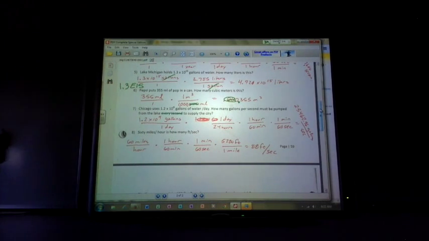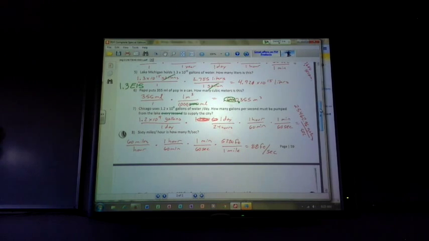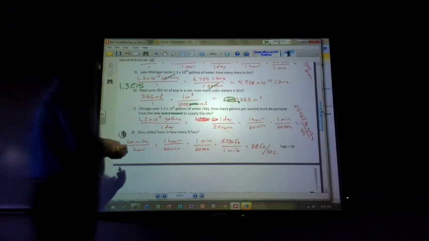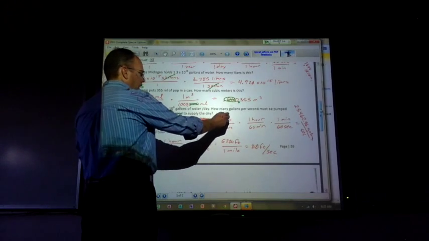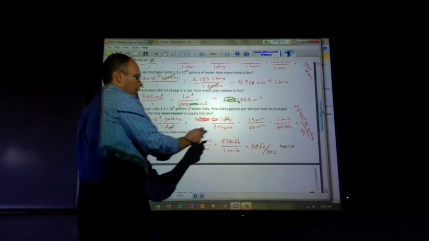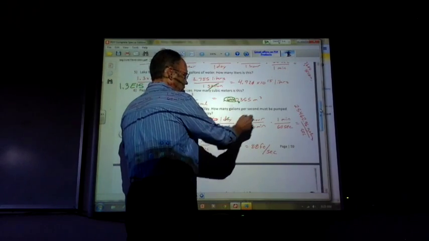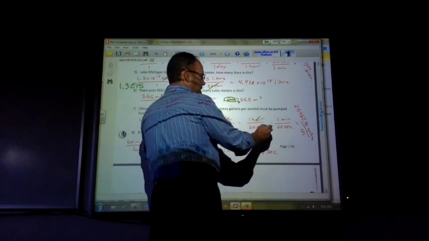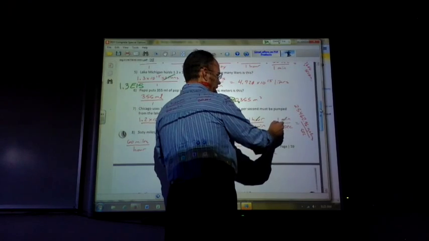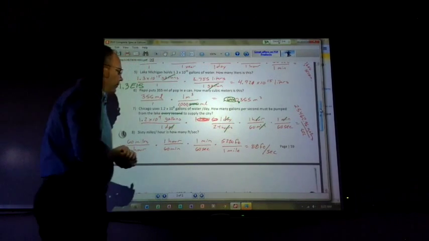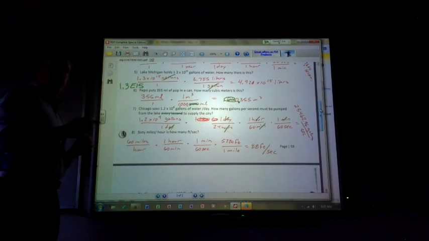So I'm going to go 1.2 times 10 to the 9 gallons over 1 day. 1 day is 24 hours, so that's good. I know that 1 hour is 60 minutes, so I'm going to cancel those. I know that 1 minute is 60 seconds. I cancel that. So anywhere there is a denominator will be division.